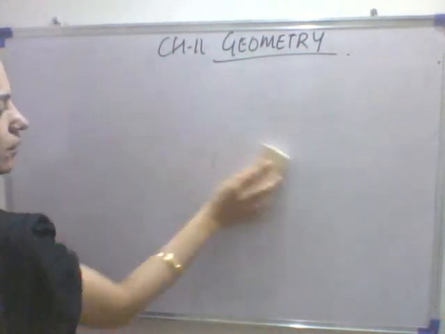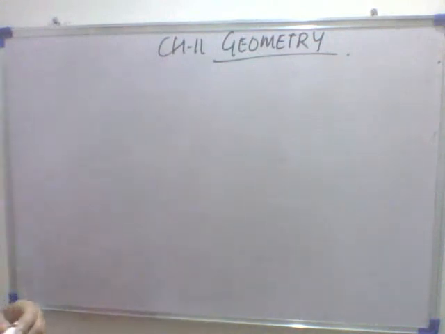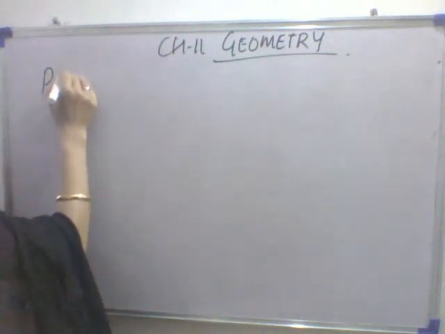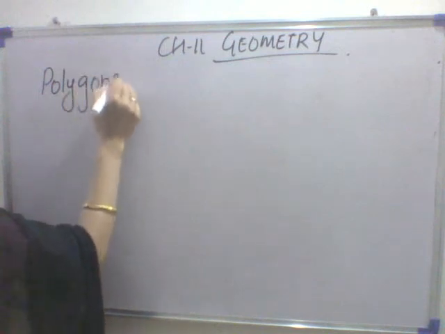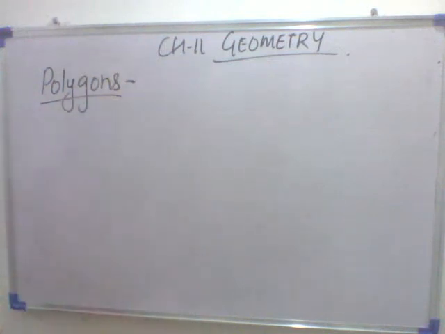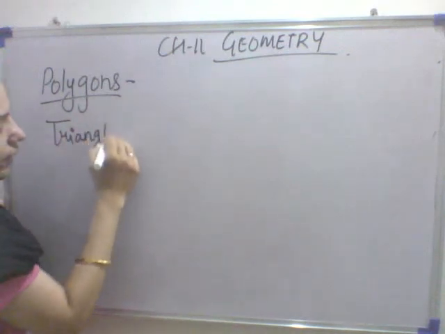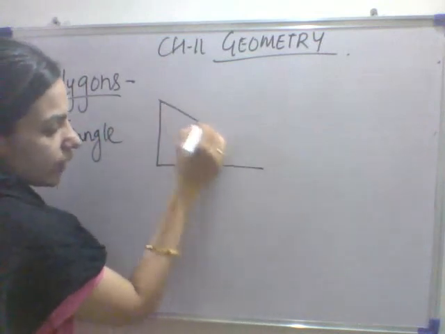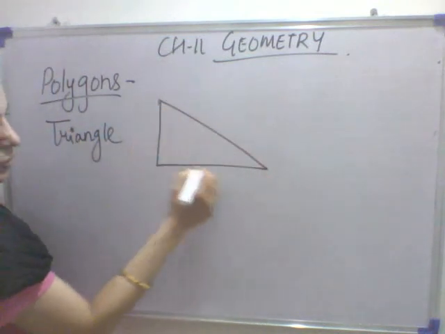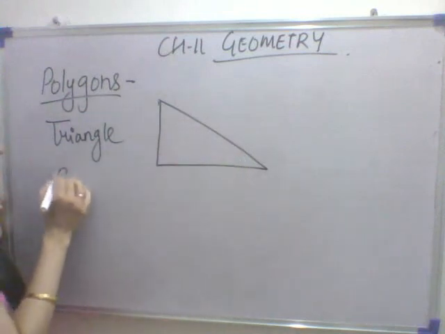The next was the polygons. What are the polygons? A closed figure made up of more than two line segments is called a polygon. What were the examples of the polygons? Triangle. How do we draw the triangle? Like this, it is made of more than two line segments. 1, 2 and 3. So it is the triangle.